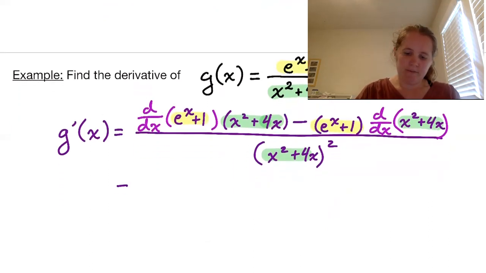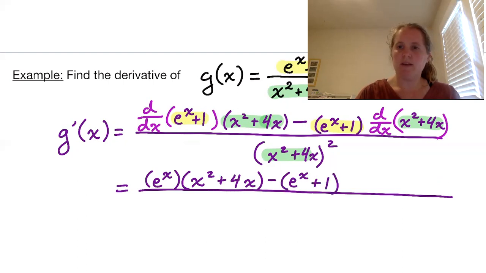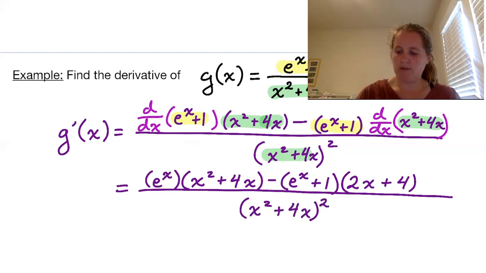At this point, the derivative of e to the x plus 1, well, the derivative of e to the x is simply e to the x. The derivative of 1 is 0. Then we multiply by x squared plus 4x. Then we are subtracting off e to the x plus 1, times the derivative of x squared plus 4x. So the derivative of x squared, power rule says that's 2x. Derivative of 4x, we're just looking at plus 4, all over x squared plus 4x, the whole thing squared.